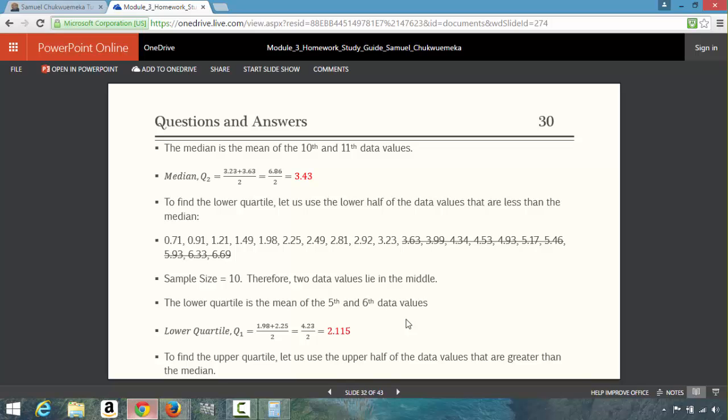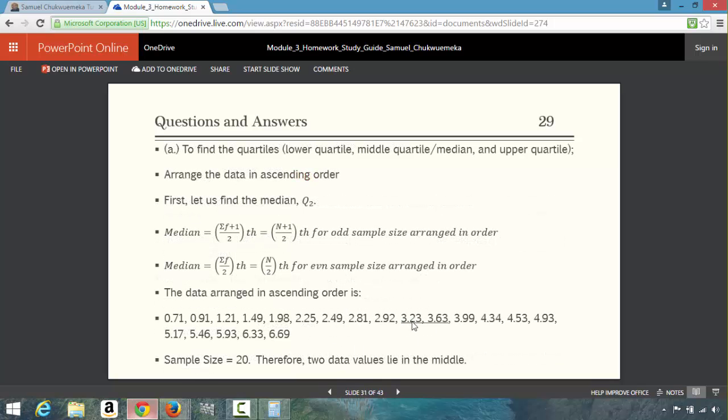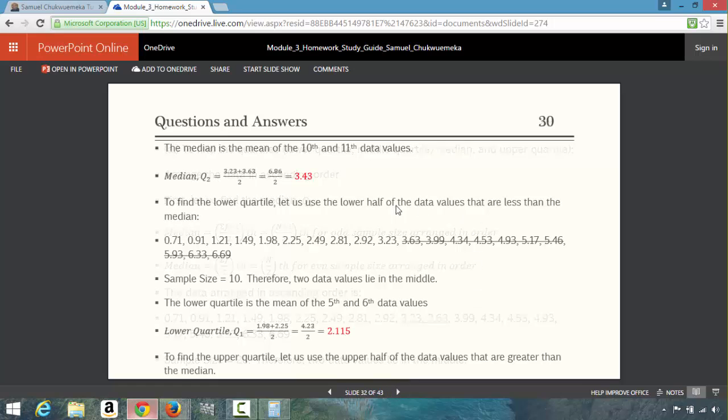Okay, so the median will be the mean of the 10th and 11th data values. So you have this as the median. To find the lower quartile, we want to use the lower half of the data values that are less than the median. If you look at this, you use the 10th and 11th values for the median, and you got the median as 3.43.